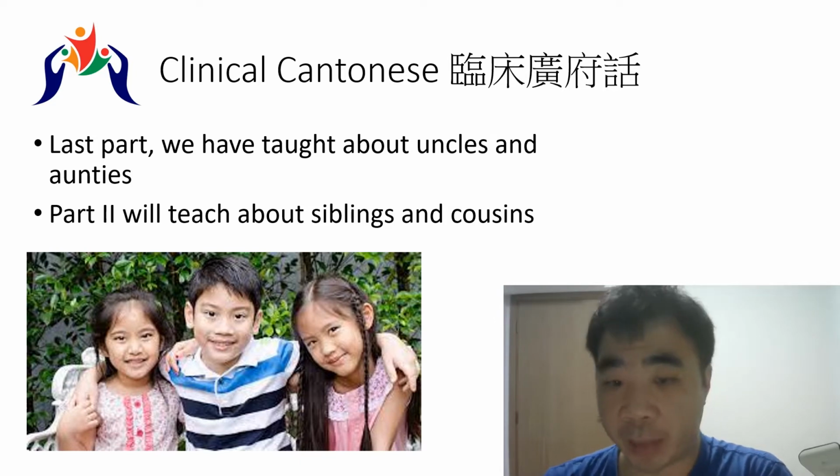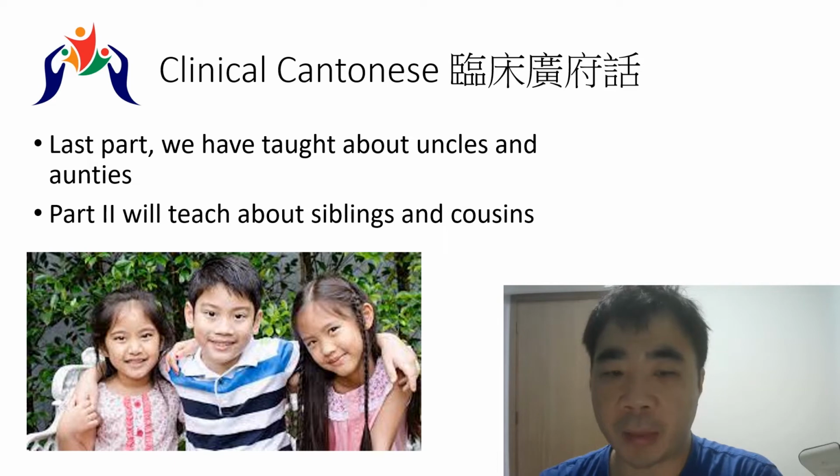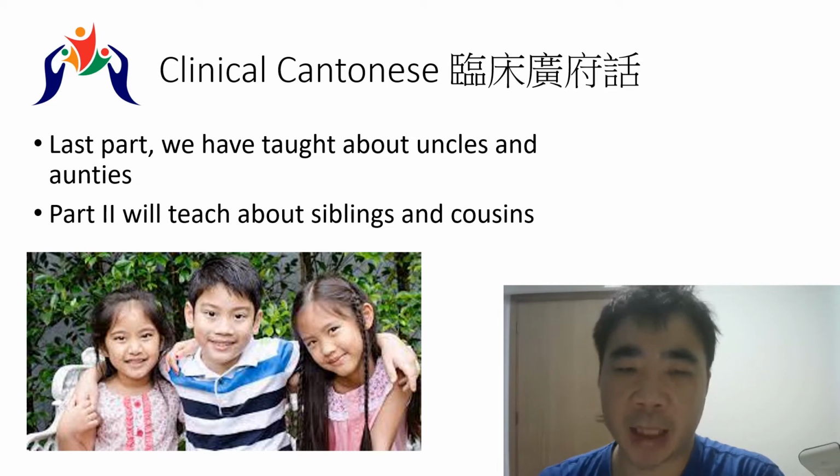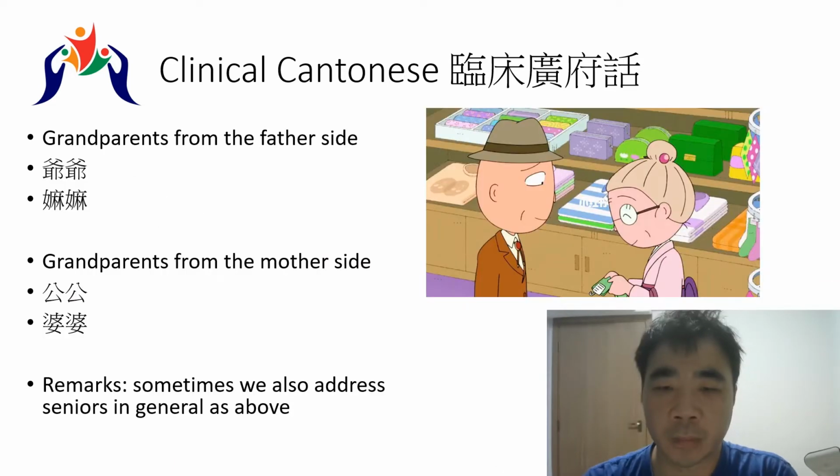Last part we have talked about family members including uncles and aunties. So now we will continue on this topic. Then we will show more about siblings and cousin. Before that, I want to add on about the grandparents.